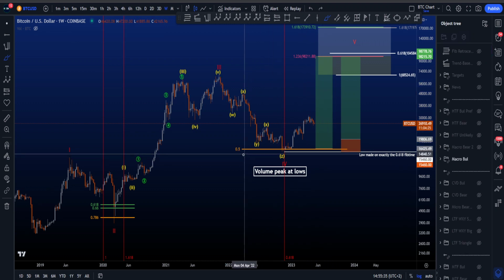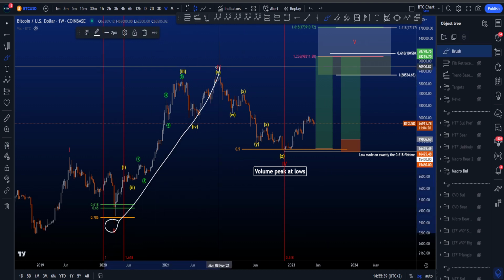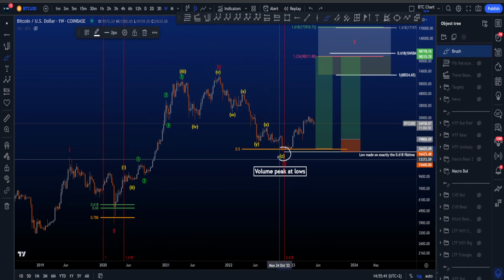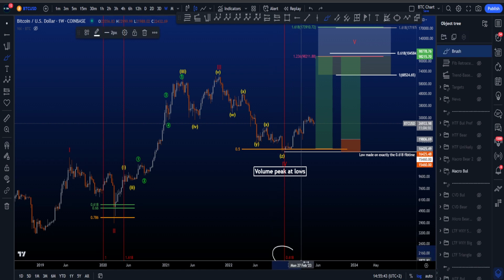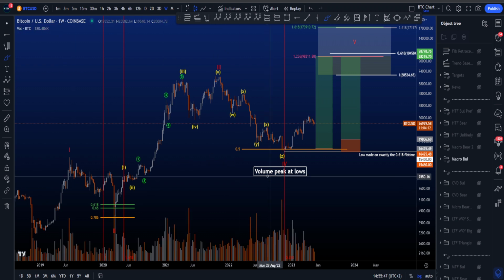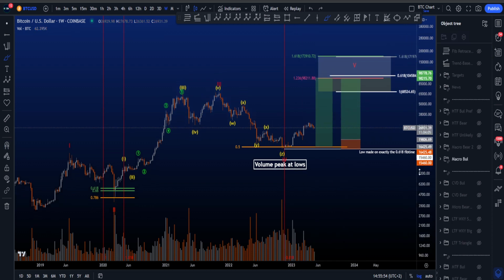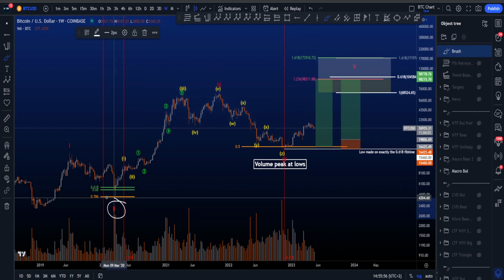valid structure for a wave 4, bouncing perfectly on the 0.5 Fibonacci taken from the low of 2 to the high of 3. The week low, the exact week low, was made on the 0.618 Fib time, also taken from the low of 2 to the high of 3. And we also had a volume peak at the lows, as you can see over here, which can signal a potential reversal area for eventually more upside, just like it did with wave 2 over here.